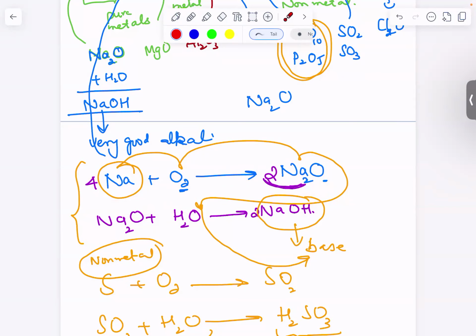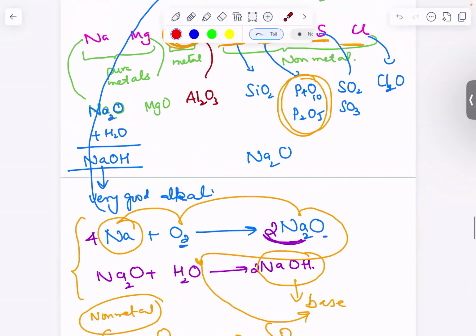Why do I call it a very good alkali? Because it is soluble in water. So if a base is highly soluble in water, it makes a very good alkali. Does it make sense? Yes. Good. Well done.